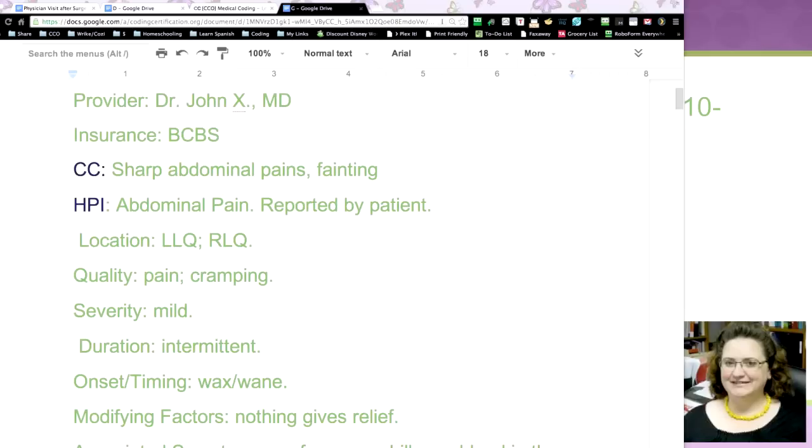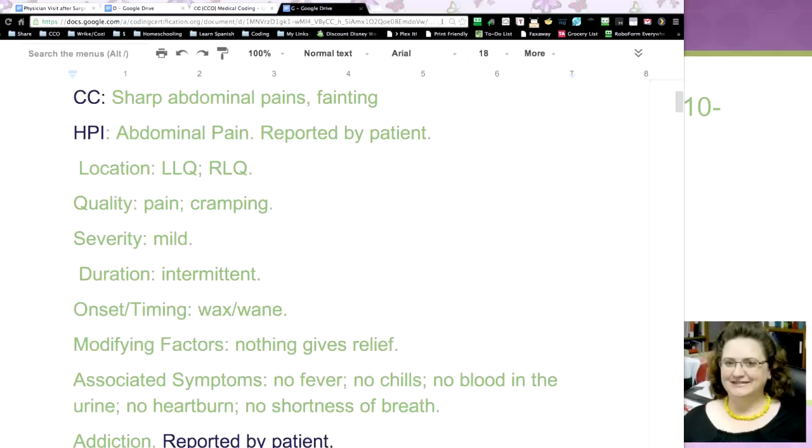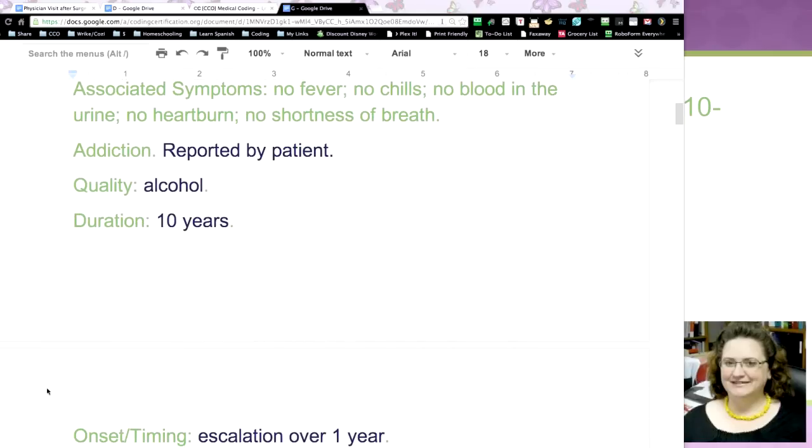So, what does our patient have? They talk about left lower quadrant and right lower quadrant pain, and then these are all the questions that the doctor asks the patient about the quality of the pain, the severity, what are the modifying factors. So nothing gives this person relief. And then you scroll down, you see associated symptoms. There's none.